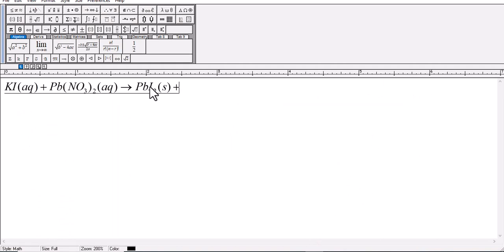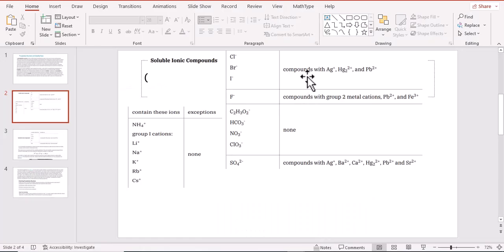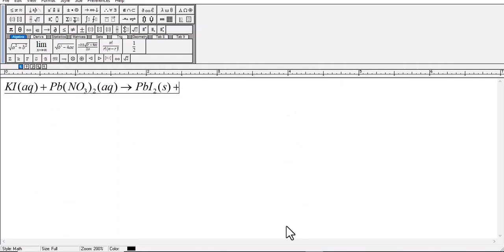Very, very important that we understand what the table really means. These are the exceptions. Yes, chlorine, bromine, iodine, and fluorine, they are soluble, but these are the exceptions. These are all the exceptions. It is an exception with group 2 metal cations. So very, very important that we note the exceptions there. So because chlorine is an exception with lead, therefore this will form a precipitate. Very, very important that we understand this.